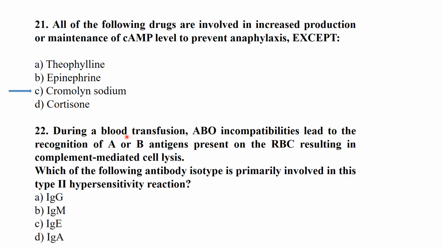During a blood transfusion, ABO incompatibilities lead to the recognition of A or B antigens present on the RBC, resulting in complement-mediated cell lysis. Which of the following antibody isotypes is primarily involved in this type 2 hypersensitivity reaction? So IgM is responsible in this type of reaction.